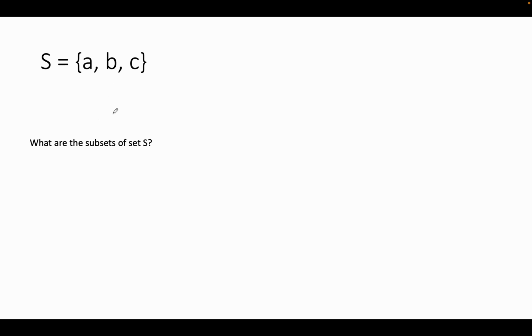What are the potential subsets here of set S? All right. Nothing. A. B. C. A, B. A, C. B, C.